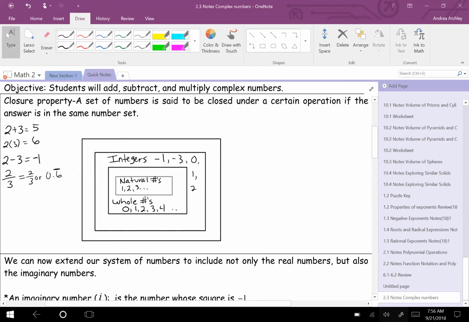This number set is called rational numbers. Rational numbers include all of our integers, all of our whole numbers, all of our natural numbers. But now we're going to throw in fractions and decimals. So 2/3, 0.6 with a line above it.